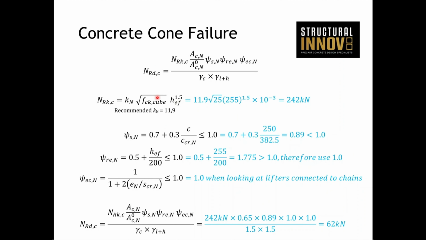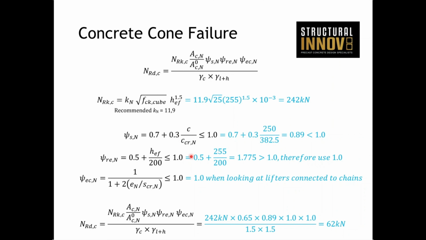We need to calculate the characteristic capacity, and that's a function of the cube strength and the effective depth. So we can just pump in our formulas here, and this k_N factor, which is recommended, is 11.9 from the CN 15728 code that we introduced back on day one. Bring in your formulas, and you get 242 kilonewtons. Oh, great, lots of capacity. Well, we just have to account for the rest of the reduction factors first.